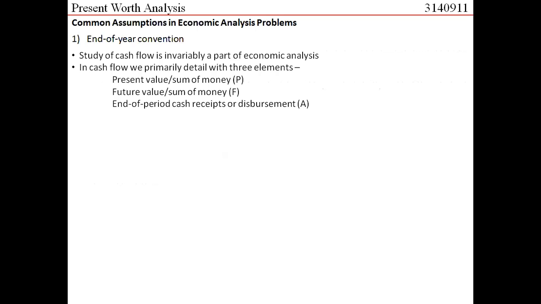What I mean by this is that in the study of cash flow in economic analysis, cash flow is always a part of the study. And in cash flow, we primarily deal with three elements: the present value or the present sum of money, P; the future value or the future sum of money, F; and annual disbursements or receipts, which we generally call end of period cash receipts or disbursements, commonly represented by the letter A.